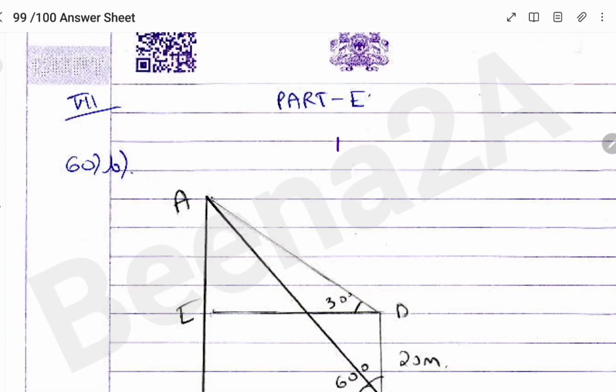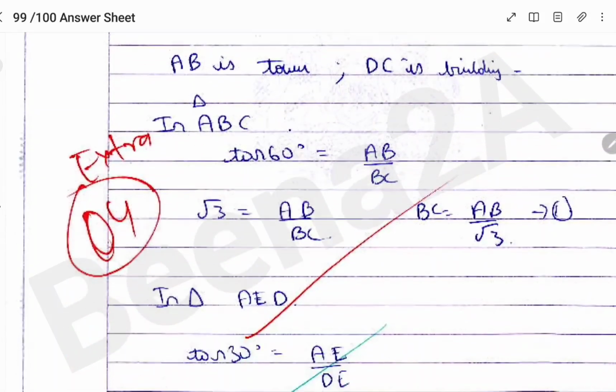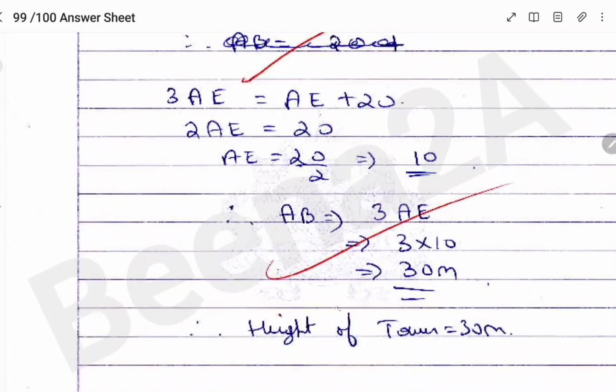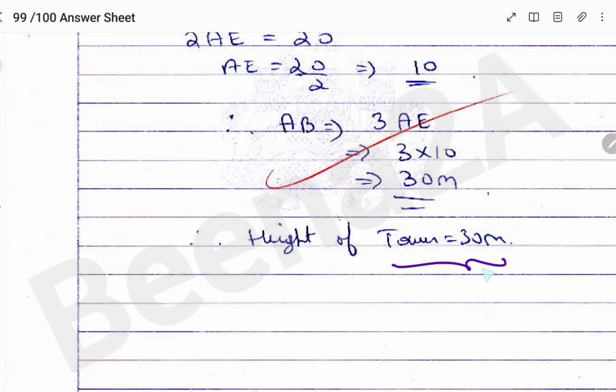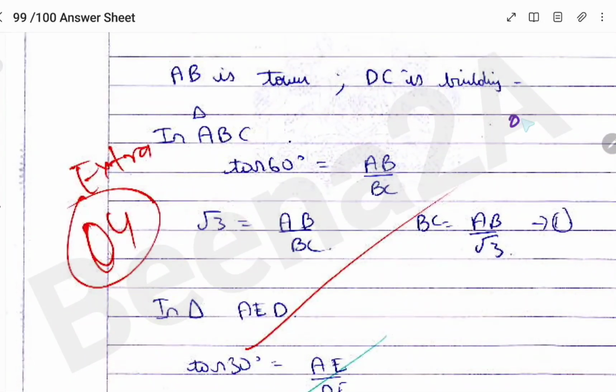Now again he's come back to part E. He is solving a heights and distances problem. Here, it is better to draw the diagram in heights and distances. Do not jump into solving the problem. First draw the diagram, put the values given in the question, right? And then see the steps he has followed, very neatly done. Finally he's put the conclusion that the height of the tower is 30 meters. This is an extra 4-marker that he answered, an extra 4-marker in part E.